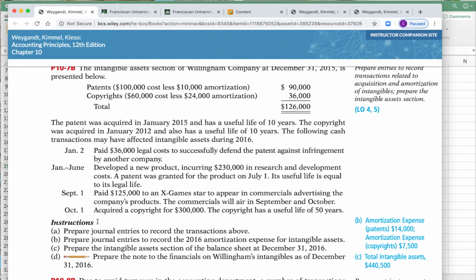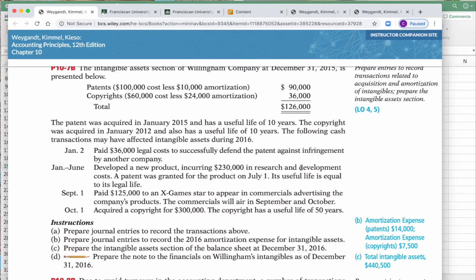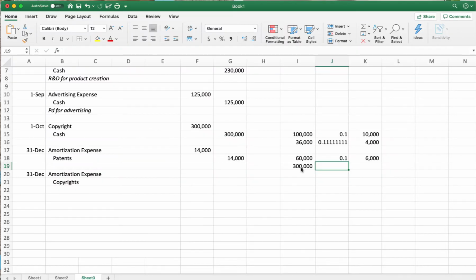Super easy. On October 1, guess what we did? Acquired a copyright. So I now have another $300,000 copyright. So I have two. Okay. Again, that has a useful life of how much? 50 years. Okay. So I'm going to take 1/50th, which ends up being 0.02. So I'm going to multiply this by 300,000, the cost of the copyright that we purchased, times my 0.02. That's $6,000.